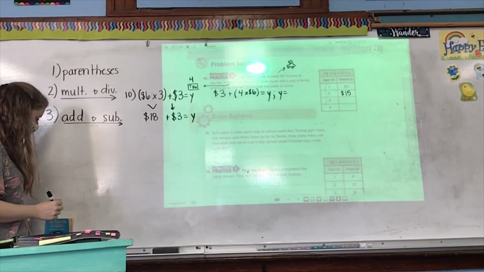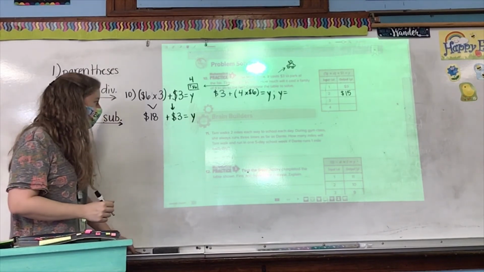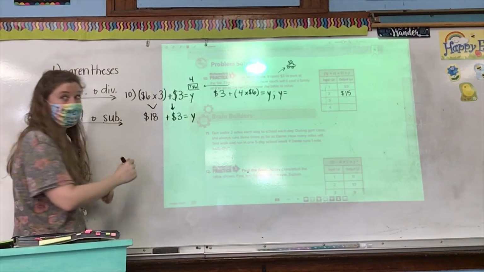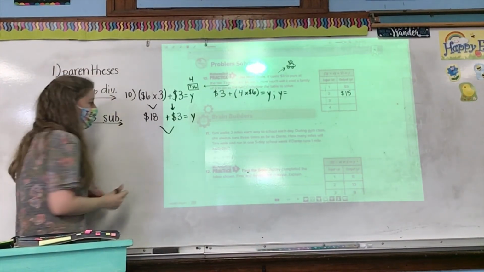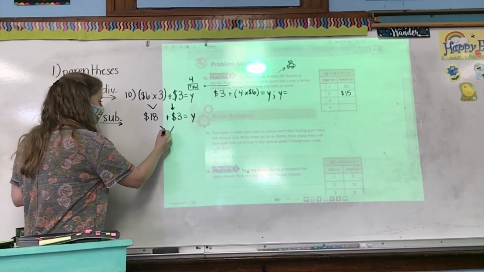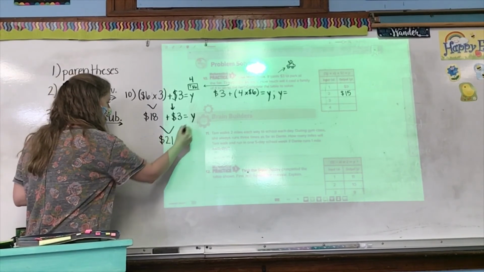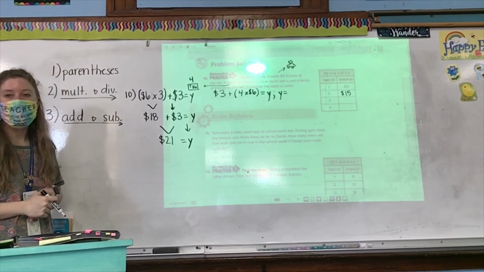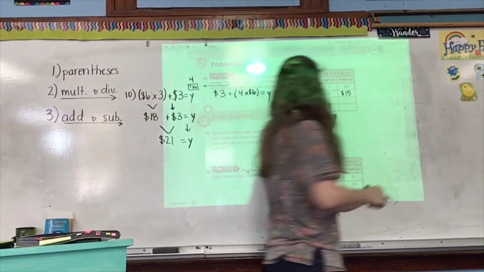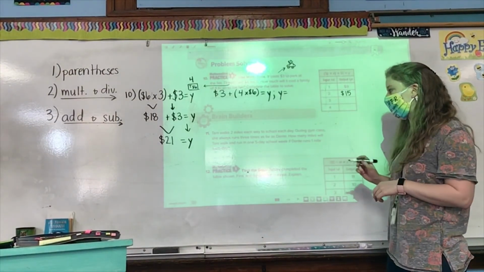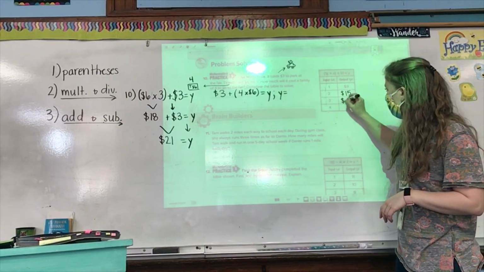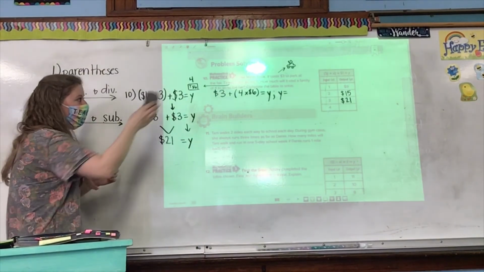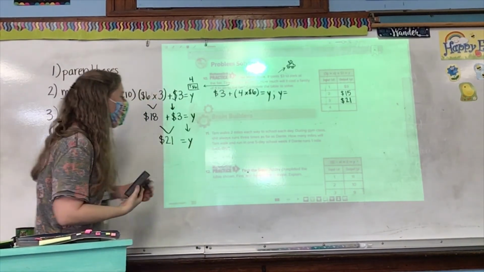What do we solve next? Smith. We solve $18 plus $3, which is $21. Class, do we have anything else to solve? No. So if 3 people go to the fair, how much will it cost them? $21. Okay, last one, and this will answer the question in our problem.